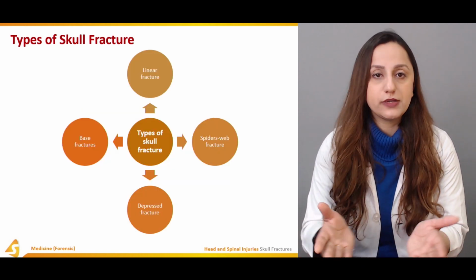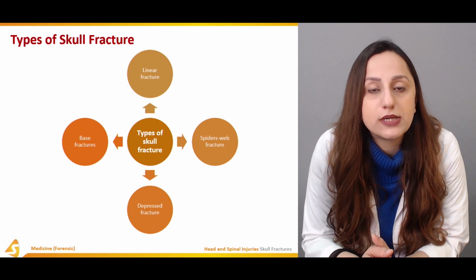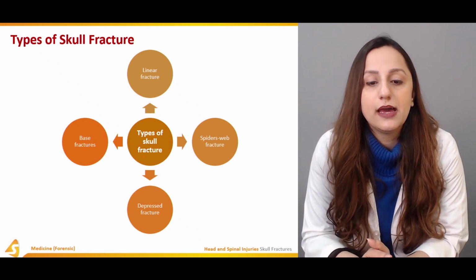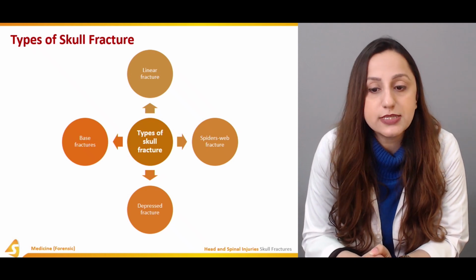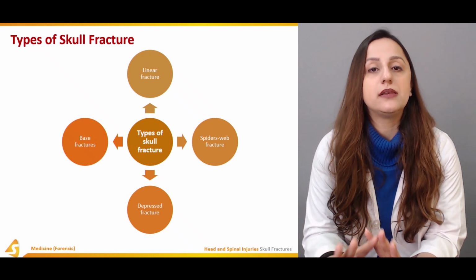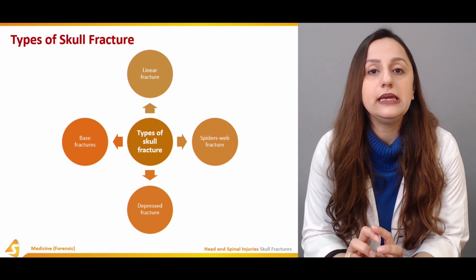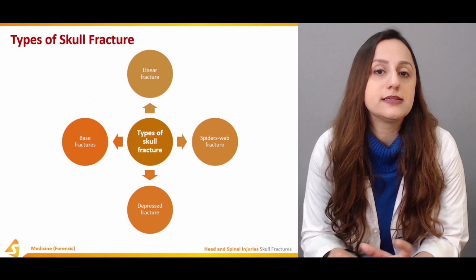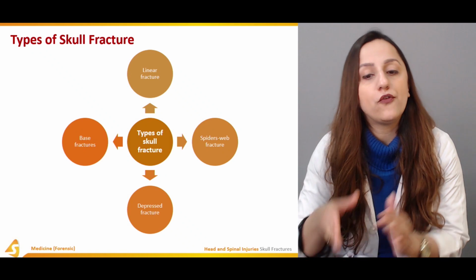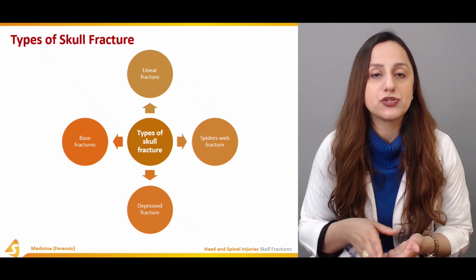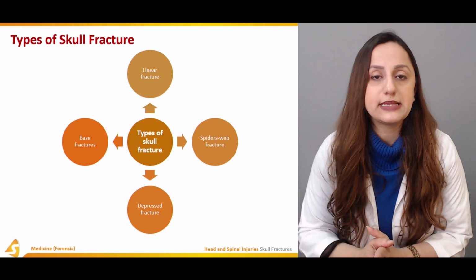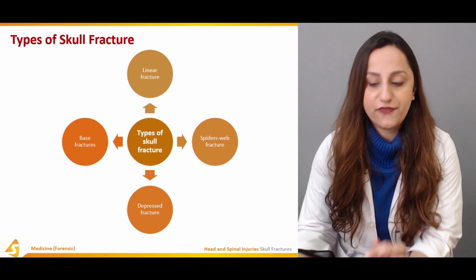There are a lot of skull fractures that we can come across. There can be linear fractures, there can be base fractures, and then there can be depressed fractures. And then we have another variant that is basically the spider web fracture. That is basically a combination of all of these three fractures: the linear fractures, the depressed fractures, and the base fractures. So it is basically a combination of all of these fractures.